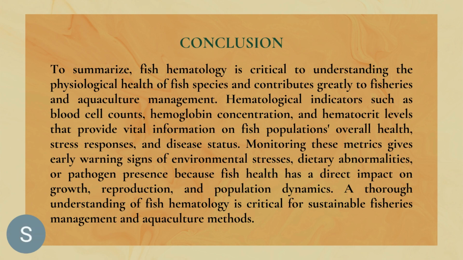To summarize, fish hematology is critical to understanding the physiological health of fish species and contributes greatly to fisheries and aquaculture management. Hematological indicators such as blood cell counts, hemoglobin concentration, and hematocrit levels provide vital information on fish populations, overall health, stress responses, and disease status. Monitoring these metrics gives early warning signs of environmental stress, dietary abnormalities, or pathogen presence because fish health has a direct impact on growth, reproduction, and population dynamics.